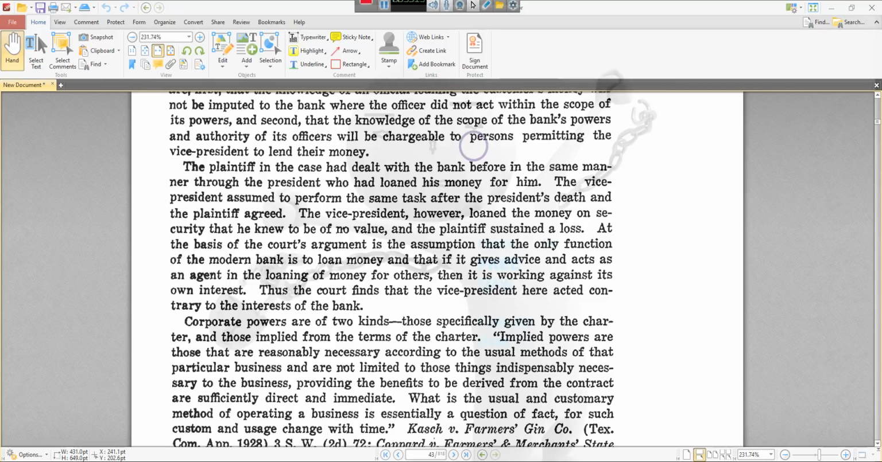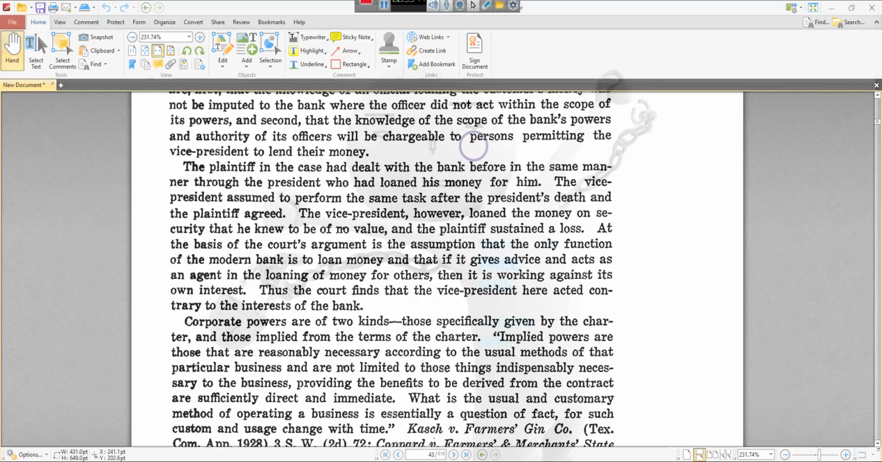The plaintiff in this case had dealt with the bank before in the same manner, through the president who had loaned his money for him. The vice president assumed to perform the same task after the president's death, and the plaintiff agreed. The vice president, however, loaned the money on security that he knew to be of no value, and the plaintiff sustained loss.